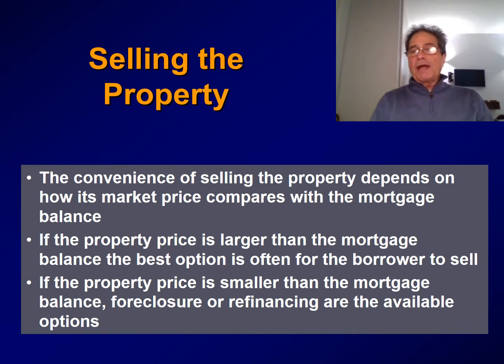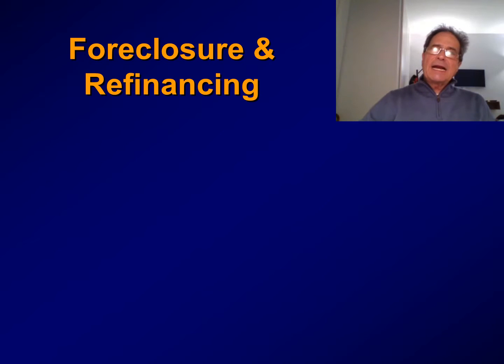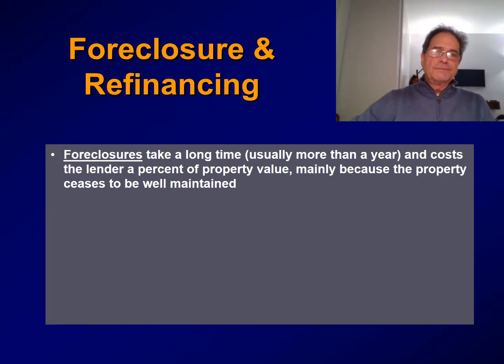However, if the property price is smaller than the mortgage balance, then usually the two usual courses of action are either foreclosure or refinancing. Let's analyze these two possibilities. Foreclosures. Well, foreclosures take a long time, usually at least 1 year, and cost the lender a percent of property value. This is because, given that the process takes so long, during this period of time, the property usually is badly maintained and loses value.